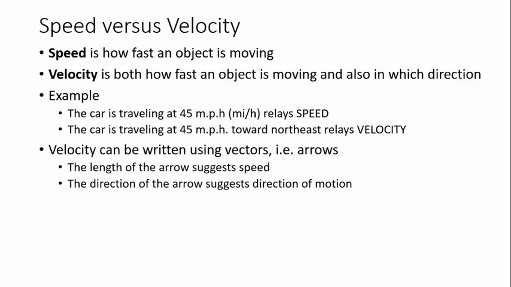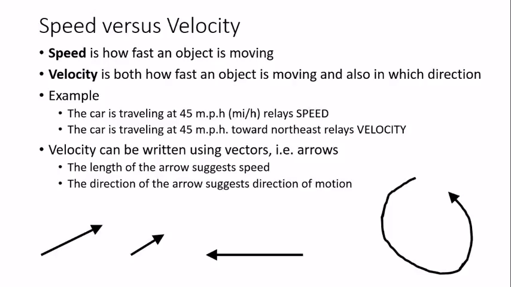So as I said, arrows work great for showing direction. Just like arrows work great for showing the direction of a force, arrows work great for showing direction of motion. So here we have, this could be our northeast 45 miles per hour. This could be our northeast at, what do you think, maybe half that, maybe 20 miles per hour. This could be our due west at maybe 50 miles per hour. And this is going in a circle.